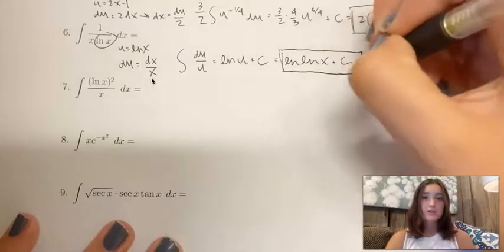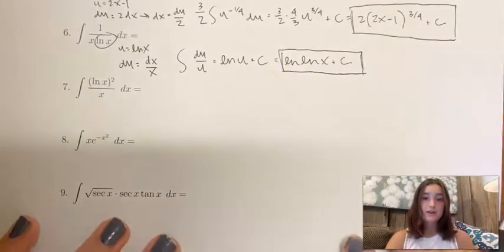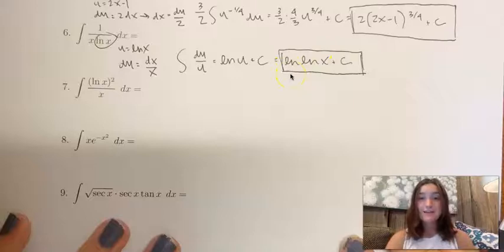So I took that integral with the u, and then I went back in, plugged in my original. So it looks a little funky, but there's your answer. It's ln of x plus c. Okay, let's move on to number 7.